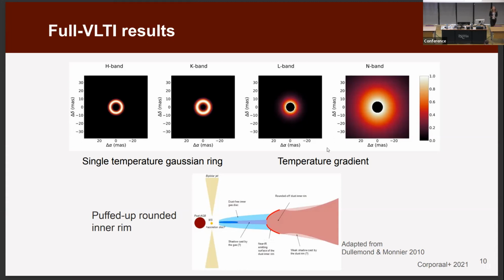We interpreted that the inner rim must be puffed up and rounded in a similar manner as protoplanetary disks around young stars, where it is now quite well established that a rounded, puffed up inner rim fits the data better than a sharp wall.